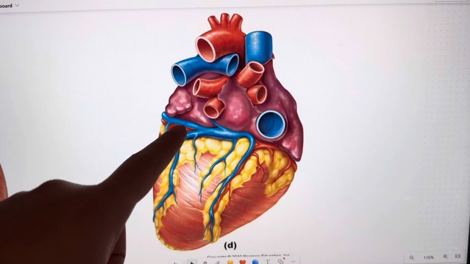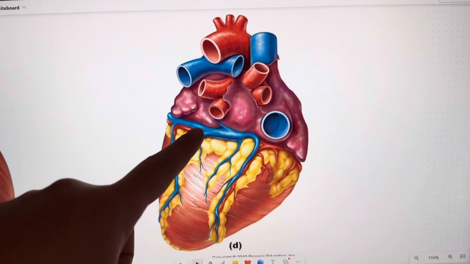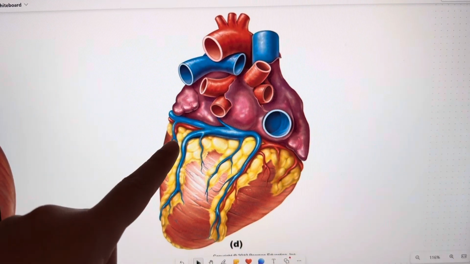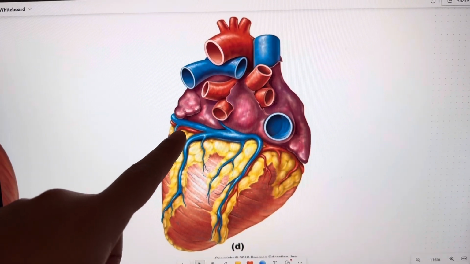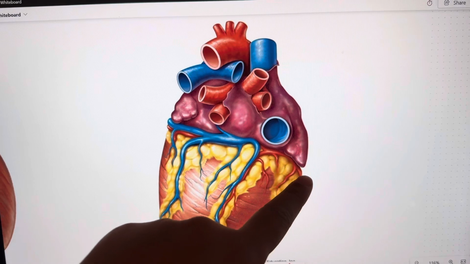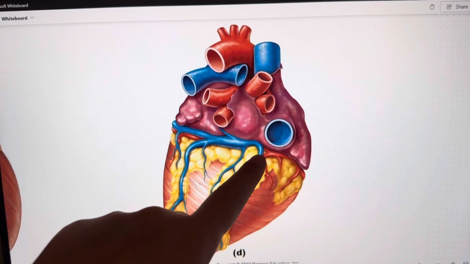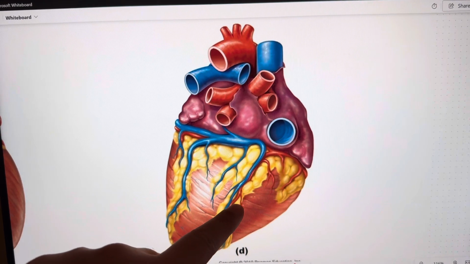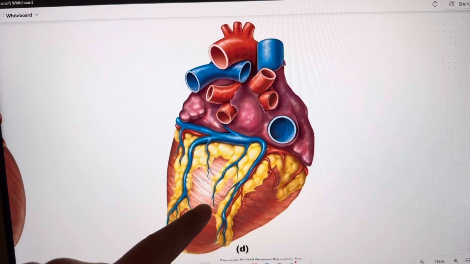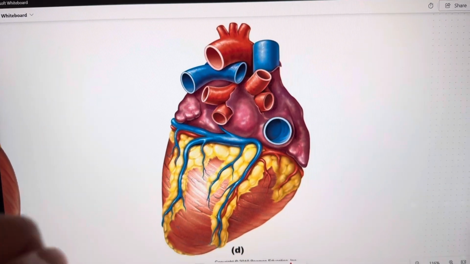This one is the left circumflex artery. This one is the left marginal artery. This one is the right coronary artery, and it then descends down, which is called the right descending artery.